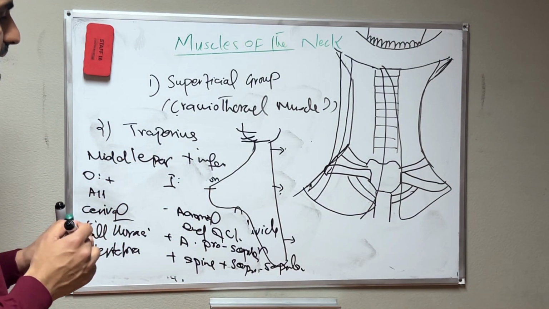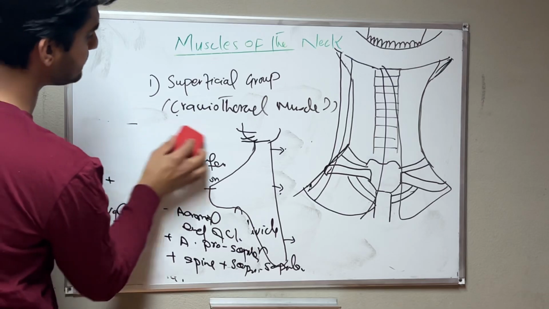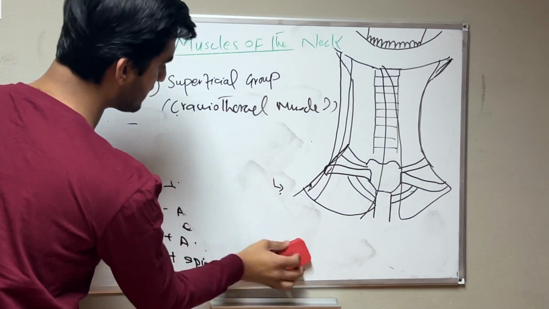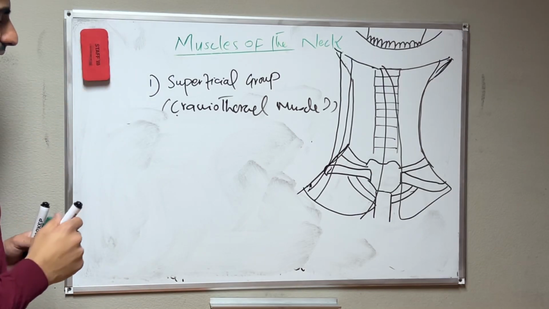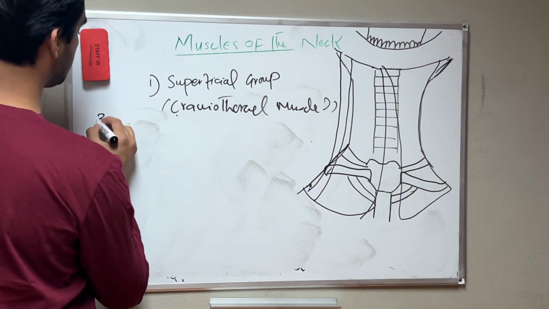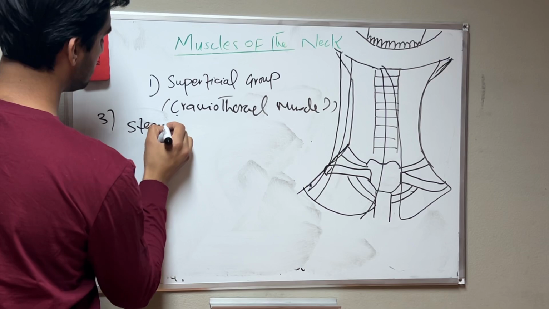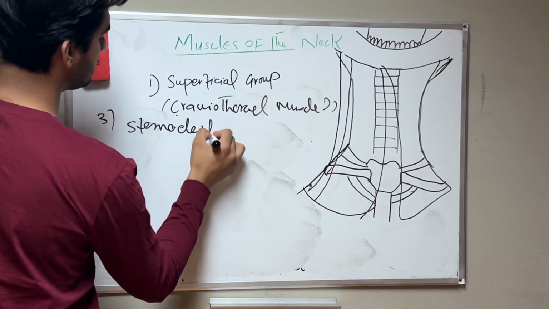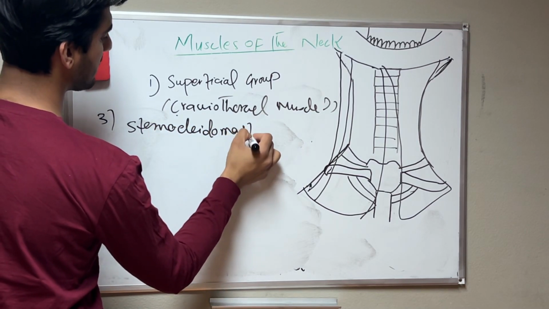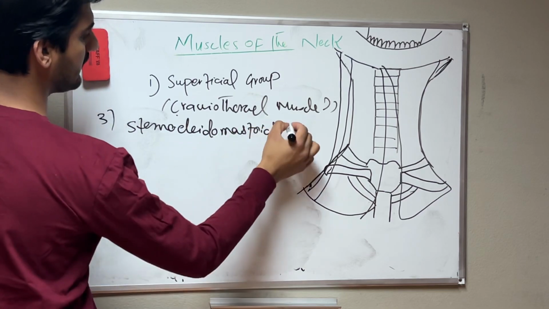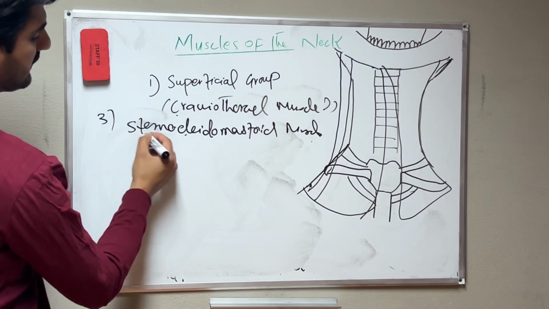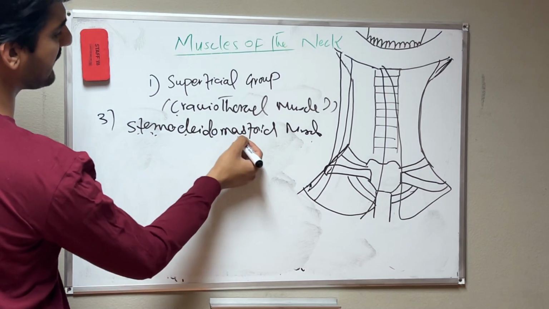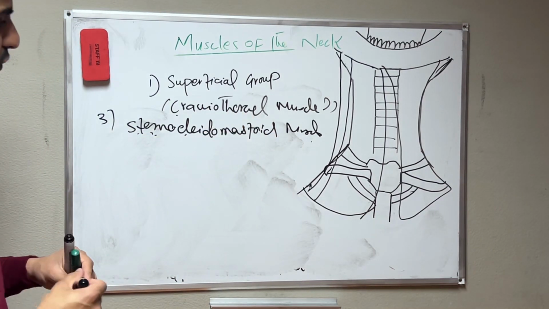Okay, then the third muscle we have in the superficial group of muscles of the neck is the sternocleidomastoid muscle. Every answer is in the muscle name. Sternum means sternum, cleido means clavicle, mastoid means mastoid process of the temporal bone.